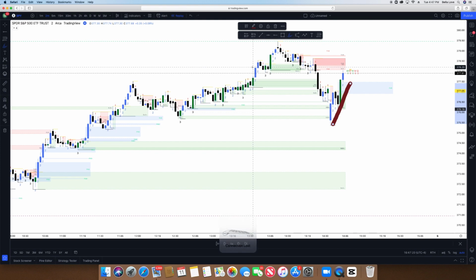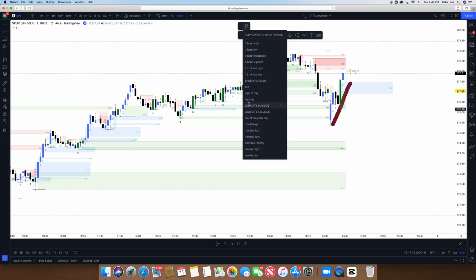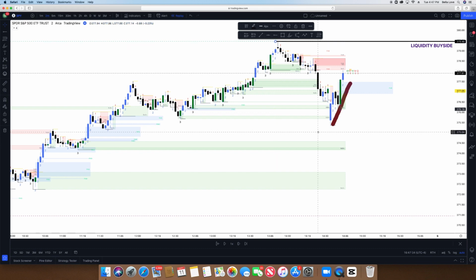And you guys can kind of tell, you can see how big the fair value gap is. That's a pretty huge displacement. You guys can see buy side liquidity has already been taken out here. Buy side liquidity was taken out at 379.46. Now I'm looking for sell side liquidity to get taken out.